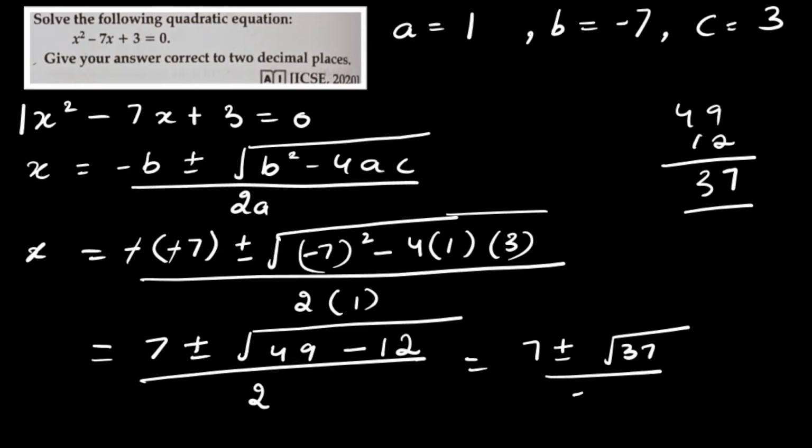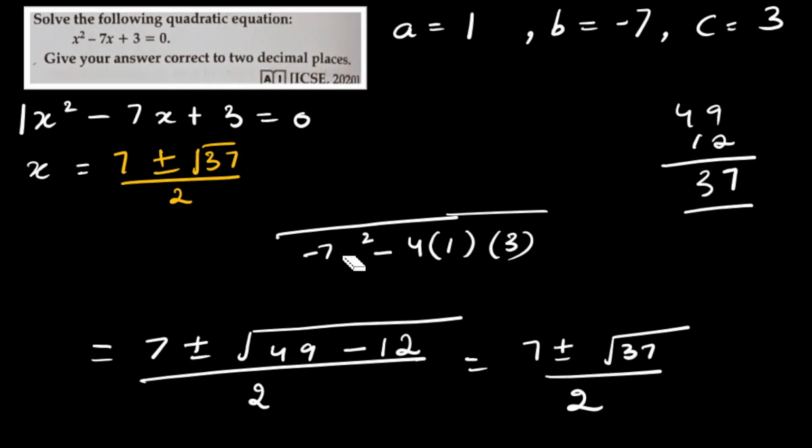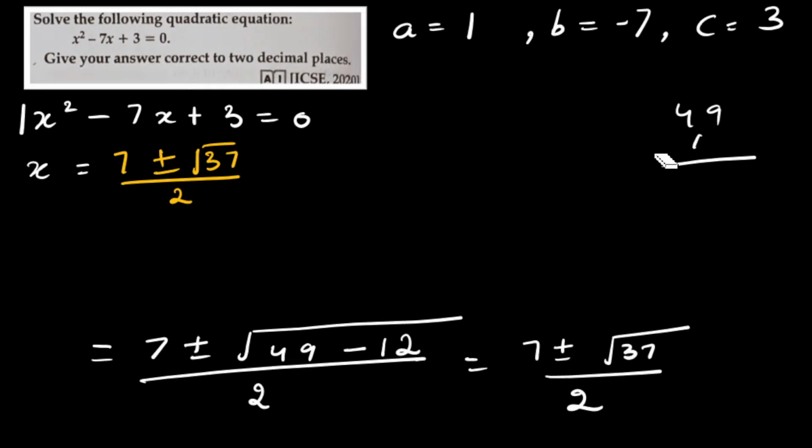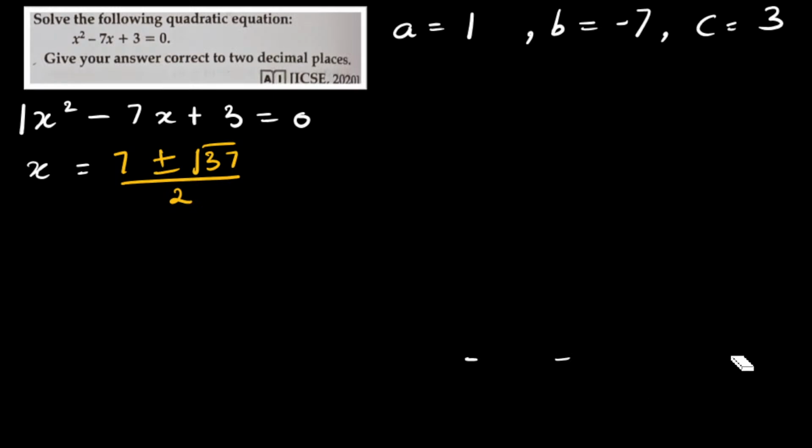37 by 2. So here I've got x is equal to 7 plus minus root 37 by 2. Okay, tell me the value of root 37. See from the square root table and tell me its value. Value of square root 37.